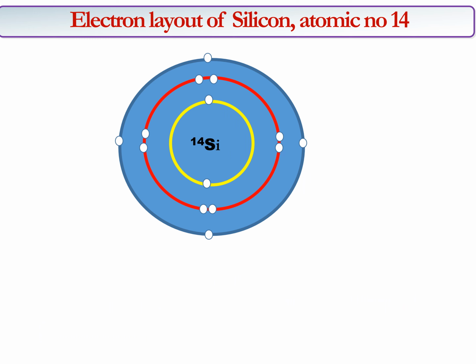Let's look at electron layout of silicon with atomic number 14. Silicon has 3 shells because it is in the 3rd period in the periodic table. So this is the first shell, the yellow one. The second is the red one, and the 3rd shell is this one. So, since it has atomic number 14, it means that it has 14 protons and 14 electrons. Remember, number of protons is equal to number of electrons. So, in the first shell, it has 2 electrons. In the second shell, the red one, it has 8 electrons, if you count them. And in the 3rd shell, it has 4 electrons.